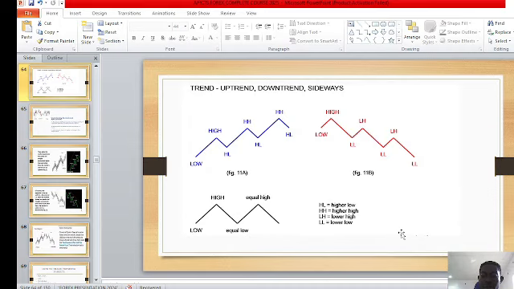Started talking about how to trade a trending market. I told you specifically there are four kinds of market structure.